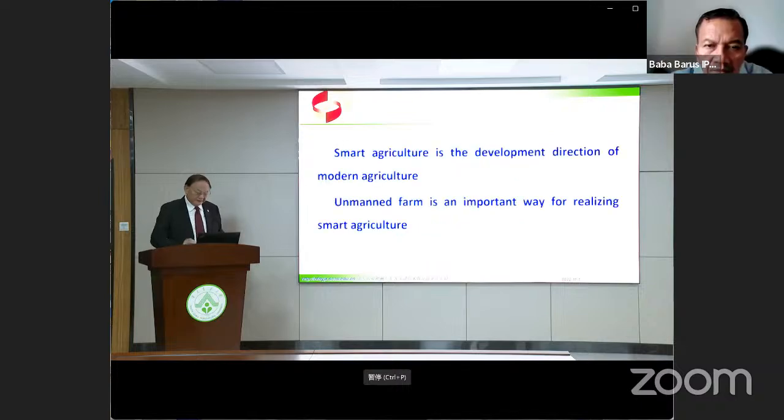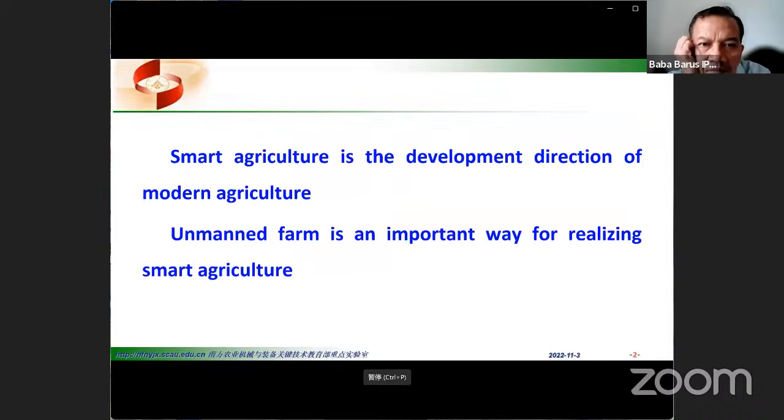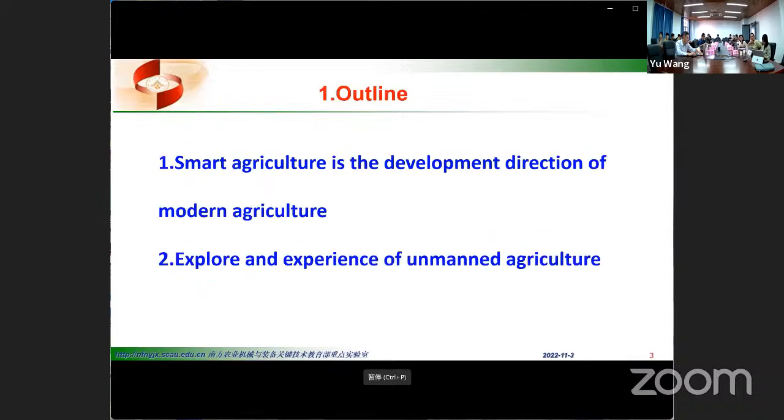As we know, smart agriculture is the development direction of modern agriculture, and the unmanned farm is an important way to realize smart agriculture. Today, I will introduce the explore and the practice of unmanned rice farm developed by South China Agricultural University. This is the outline of my presentation.